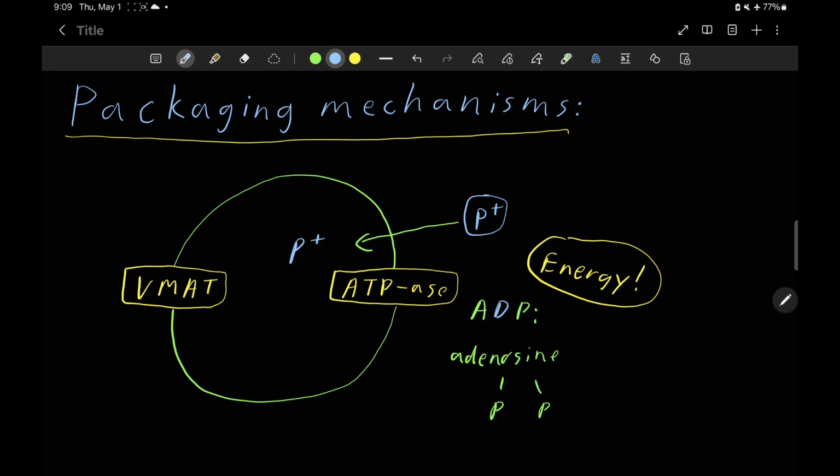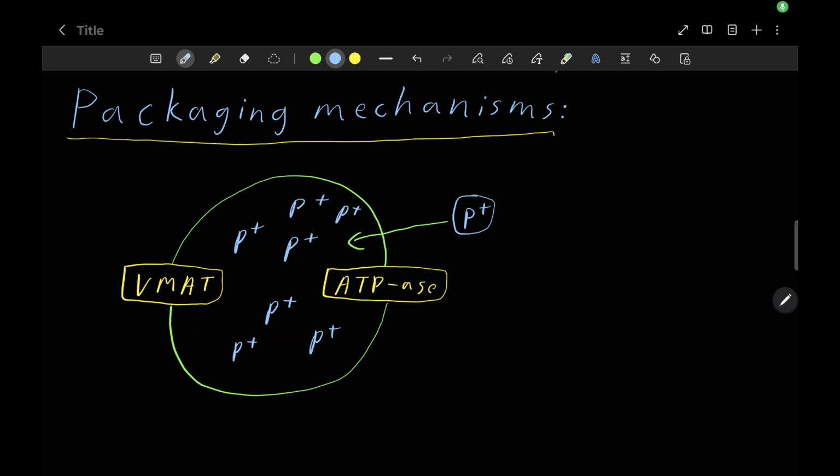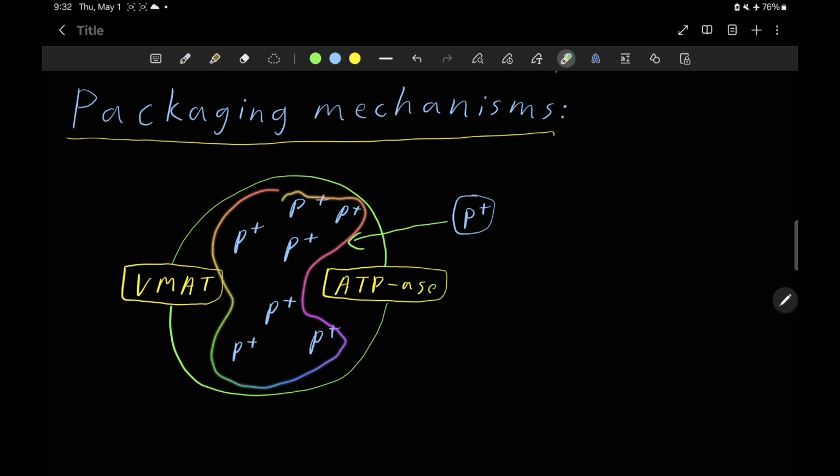And this can repeat again and again, so you can have lots of protons inside your storage compartments. So now your storage compartment has a lot of protons, a lot of positive charge. So after your ATPase enzyme has been hard at work and it's been pumping all of these protons into your storage compartments, now your second enzyme can get to work.